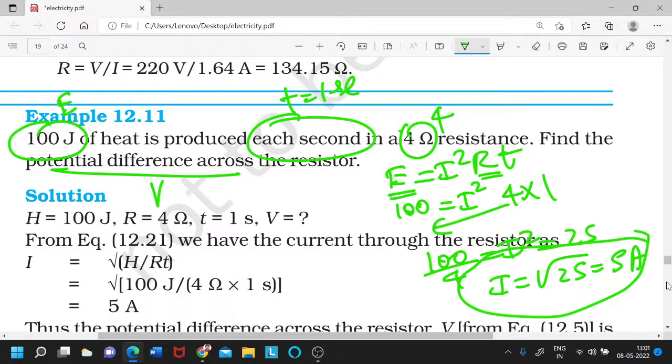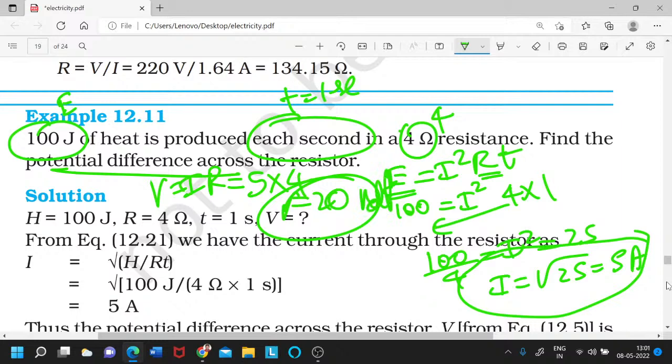Again voltage, V is equal to IR. How much is I? 5. How much is R? 4. 5 into 4 will be 20. Very simple. Voltage is 20. The answer for voltage is 20 volt.